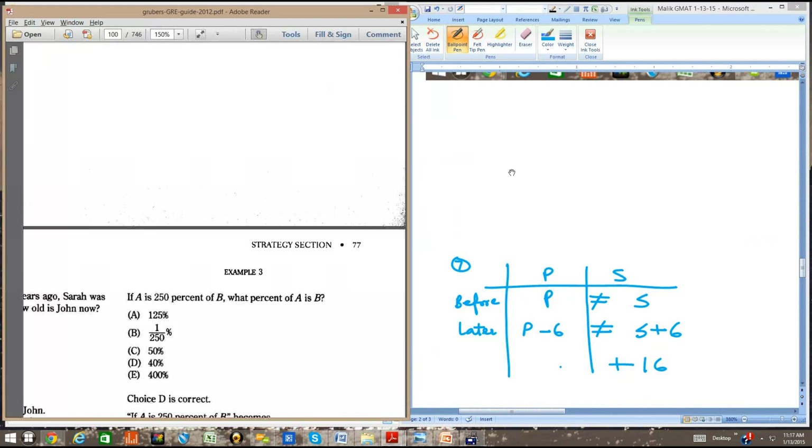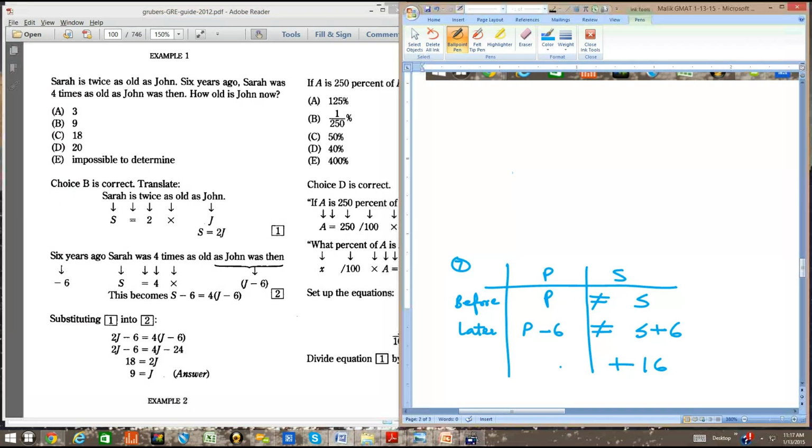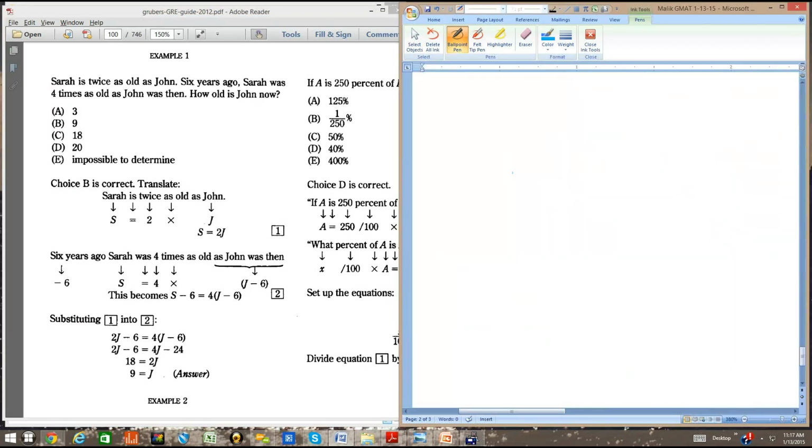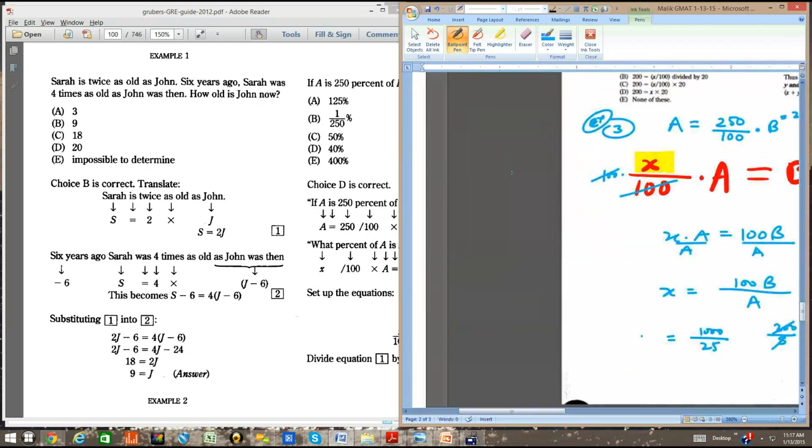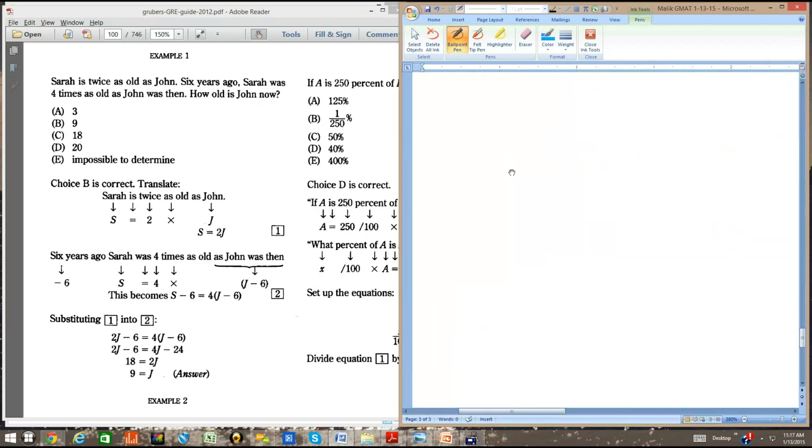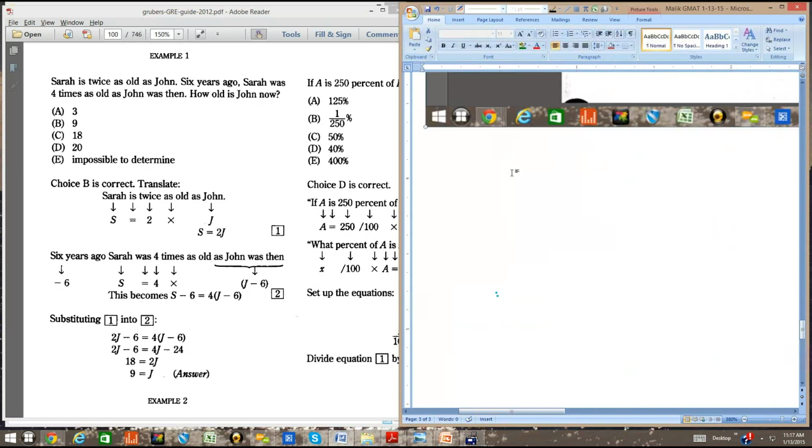All right, here's another question like this. Second one. Sarah is twice as old as John. And 6 years ago, Sarah was 4 times as old as John was then. How old is John now? So Sarah and John, they don't equal.